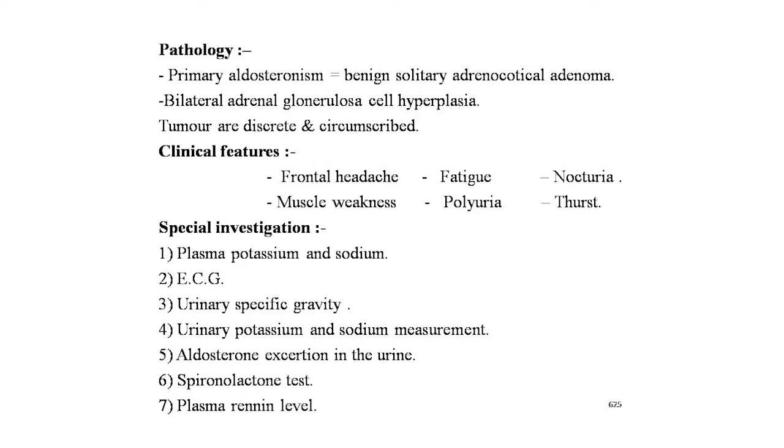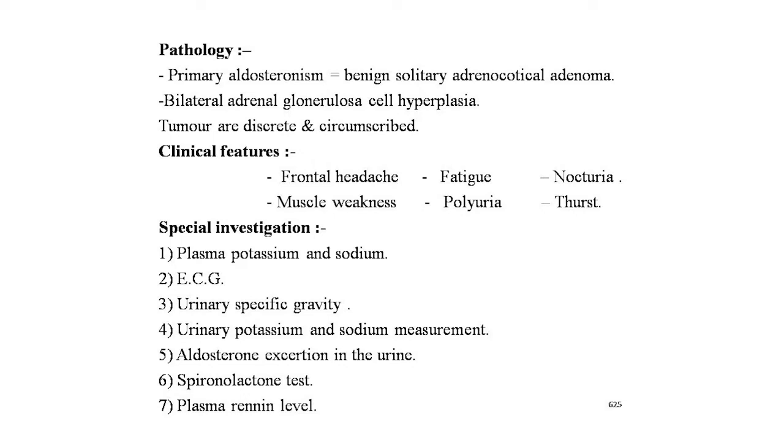Clinical features of aldosteronism are frontal headache, fatigue, nocturia, muscle weakness, polyuria and thirst. Investigations to be done in aldosteronism are plasma potassium and sodium levels, and ECG. The changes are characteristic of hypokalemia. Urinary potassium: in hyperaldosteronism there is excessive loss of potassium in the urine. Fourth is the urinary specific gravity. Patients with hyperaldosteronism characteristically produce a large volume of urine with low specific gravity.